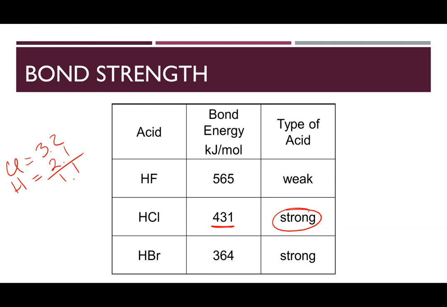So when we put hydrochloric acid into solution, it's going to completely dissociate or completely break apart into all of its ions. Same thing with hydrobromic acid here. So electronegativity difference still gives us a polar bond, and then it's a little bit easier to break those apart. So again, a strong acid.